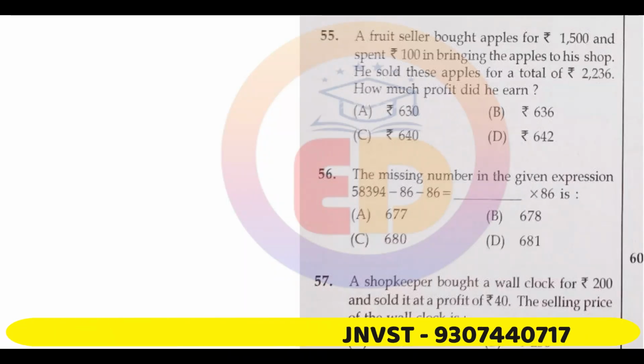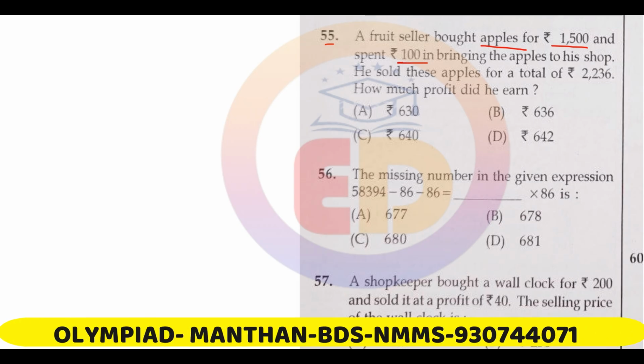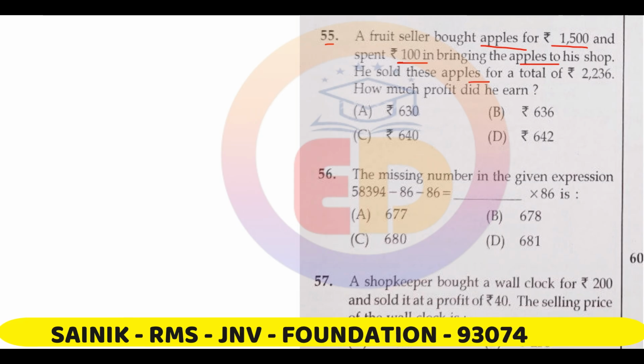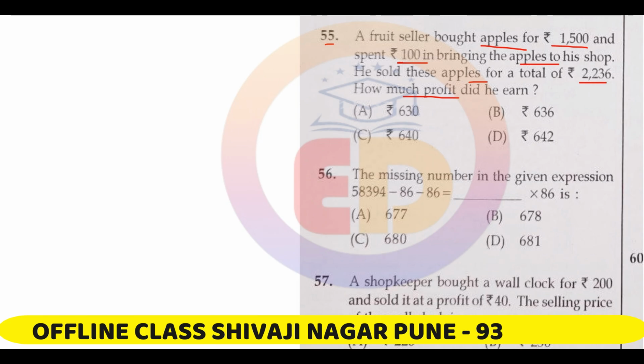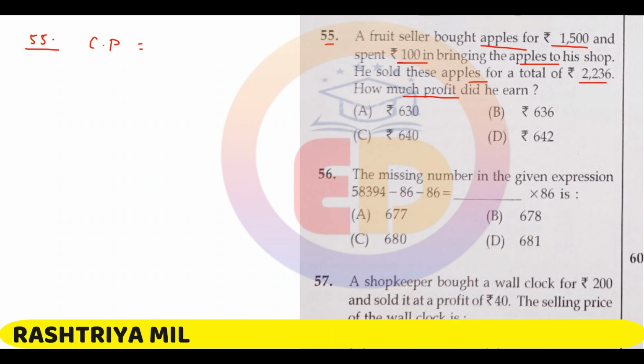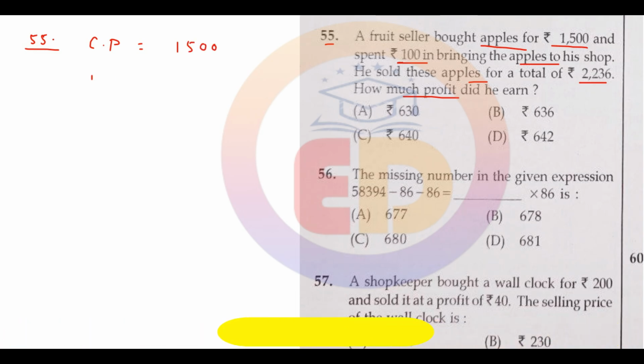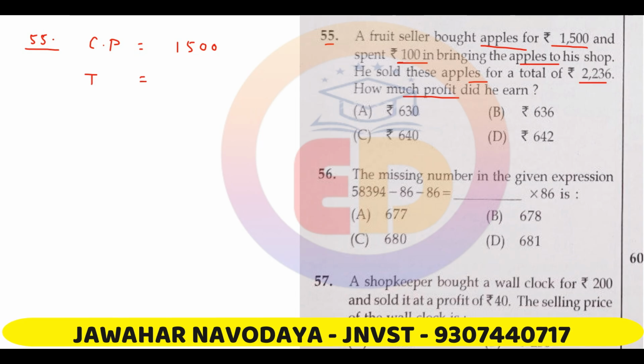Question number 55. A fruit seller bought apples for rupees 1,500 and spent rupees 100 in bringing the apples to his shop. He sold these apples for a total of 2,236. How much profit did he earn? So here in this question they say that purchase the apple. Purchase means cost price of the apple is rupees 1,500. And after that there is a transporting cost of 100 rupees.